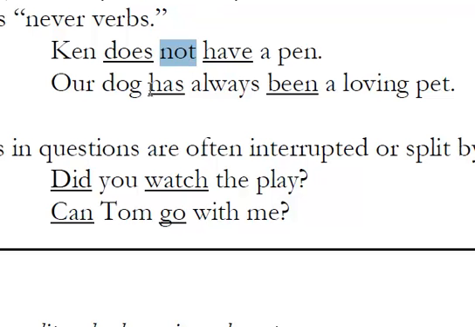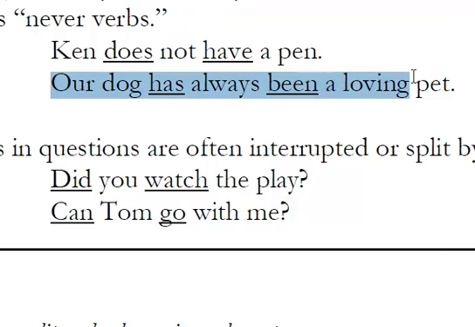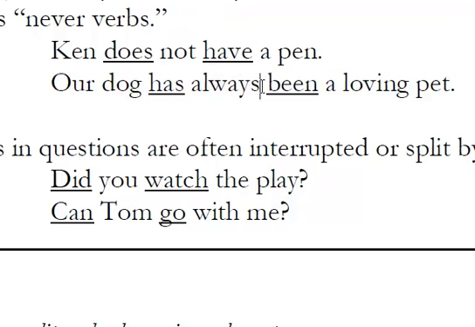And here's another example. Our dog has always been a loving pet. Has been are the verbs. Always is an adverb. So we do not want to include it in what we call our verb phrase. And questions oftentimes will have a verb phrase that is split or interrupted. So did you watch the play? You is actually a subject. Did and watch are the verbs. So you see that the verbs were interrupted or split up by the subject here in the question.